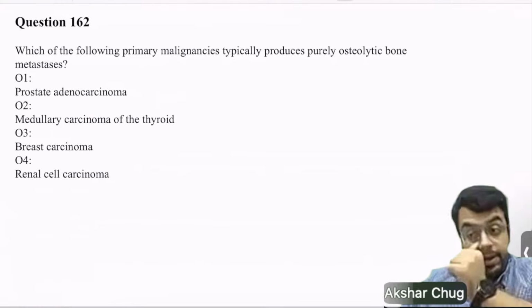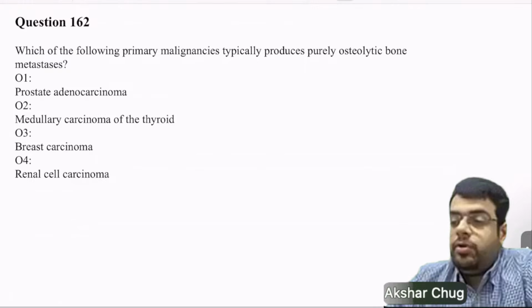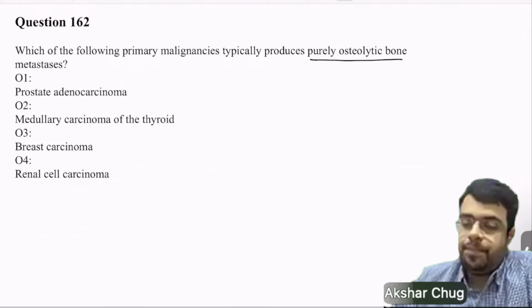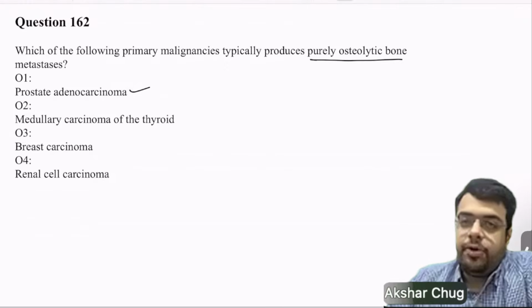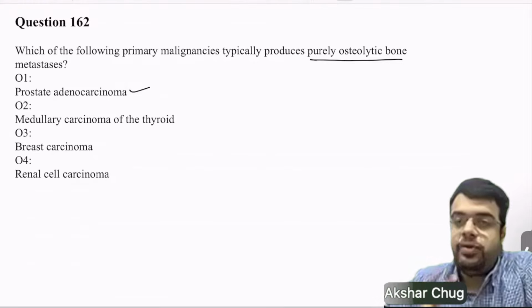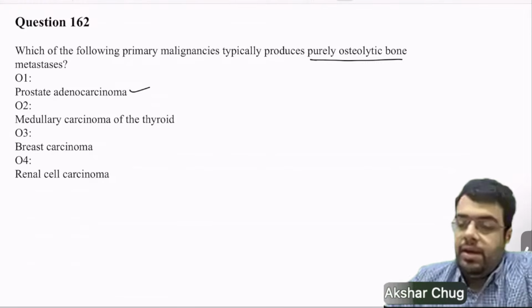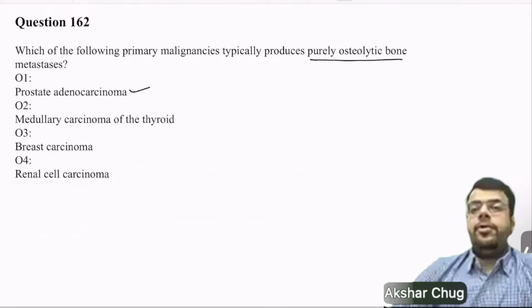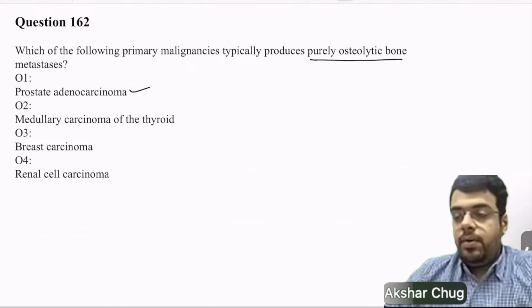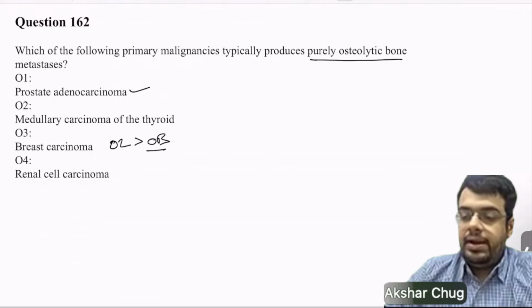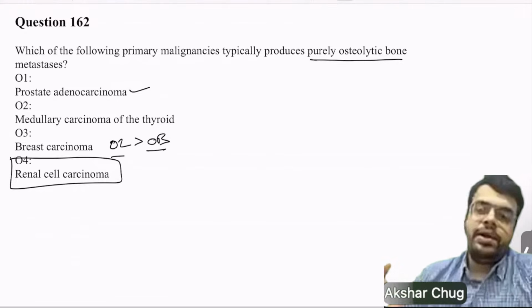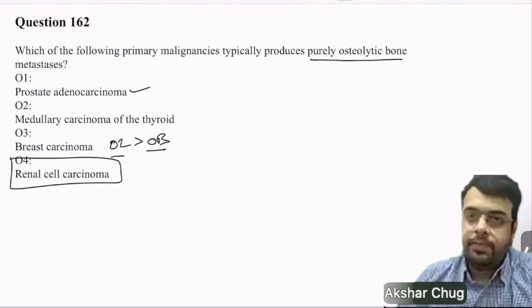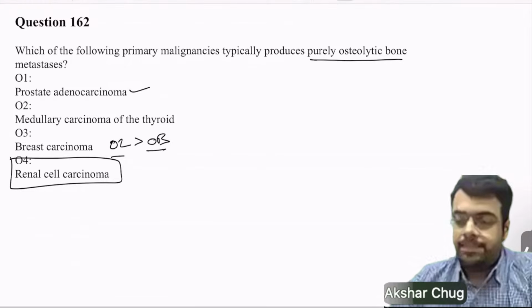162, which of the following primary malignancies typically produce purely osteolytic lesions? Now, as we know, prostate cancer produces mainly osteoblastic, but it could also produce osteolytic. Similarly, medullary carcinoma also produces both. Breast carcinoma produces osteolytic more than osteoblastic, but still it has both lesions. But renal cell carcinoma is a highly vascular tumor and it produces purely osteolytic metastasis.